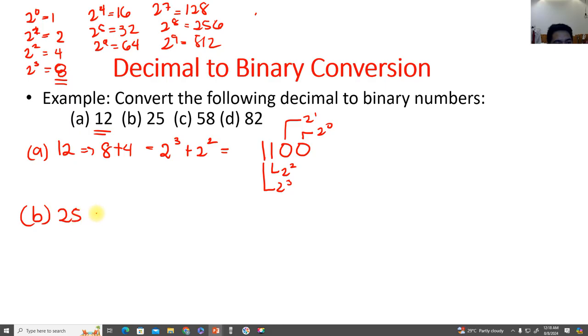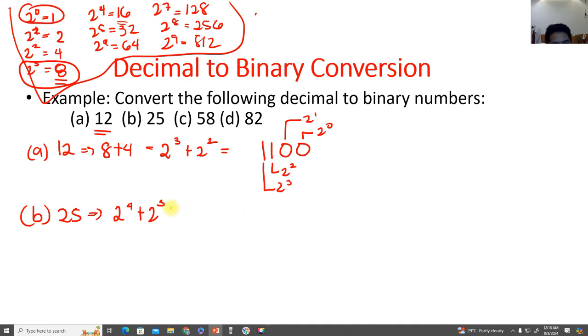For 25, converting it into binary, look at the table of powers of 2's here. Of course, you can continue solving that. The nearest to 25 that is less than is 16. So you have 2 raised to 4, that's 16. So you still have a remainder of 9. Where will you get the 9? You'll get the 9 from 8, so you have 2 cubed, and then the other one is 1, or 2 raised to 0.